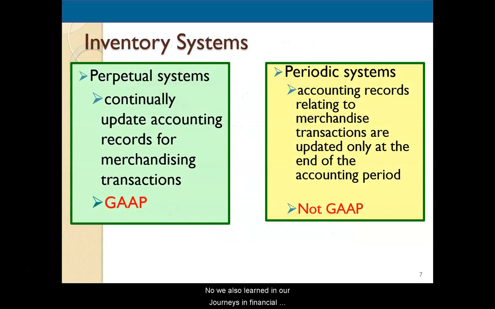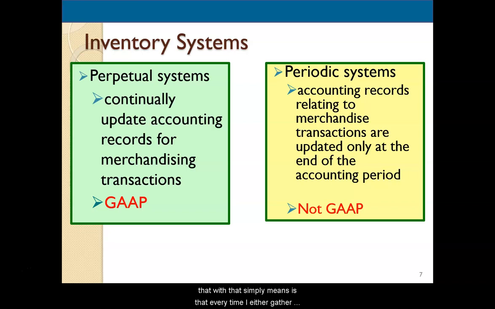Now, we also learned in our journeys in financial accounting and perhaps even practical accounting that there are two basic inventory systems. We have perpetual systems and periodic systems. When we talk about perpetual systems, it's critically important that we understand that this is GAAP. If you are a company that either has to be guided by GAAP or chooses to be guided by GAAP for reporting purposes, you're going to be using the perpetual system.